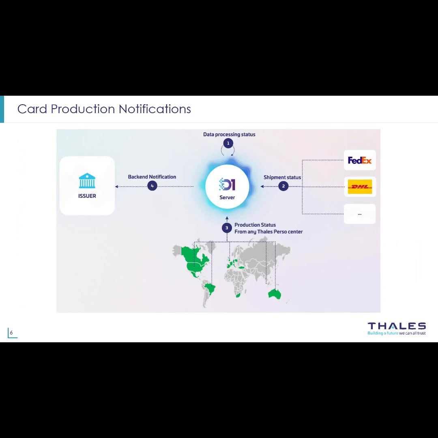Card production notification. This diagram shows real-time notifications about the card production and delivery status sent to the issuer. A notification is sent to the issuer backend when the data preparation is finished, the card production starts, and the card has been shipped. During the shipment, optionally, a notification is sent when an error has occurred. Please note this flow is available for any card in production requested by API or by file.